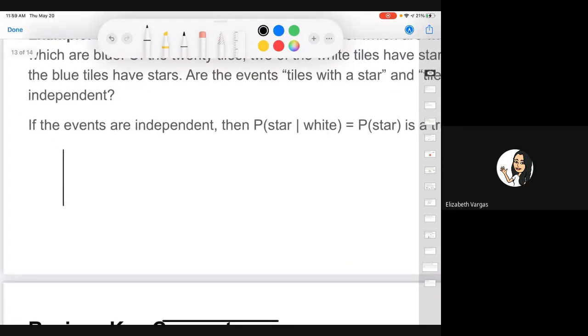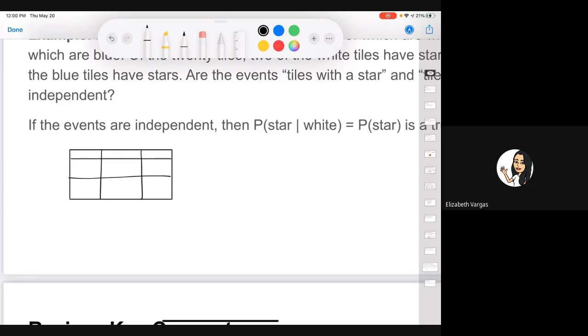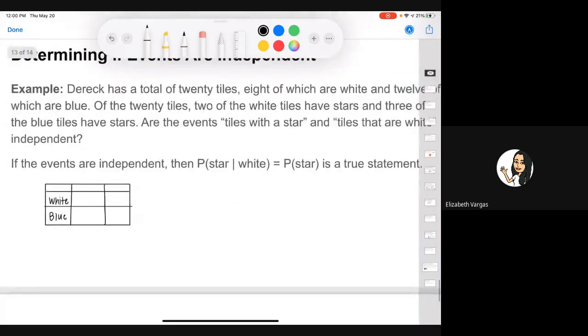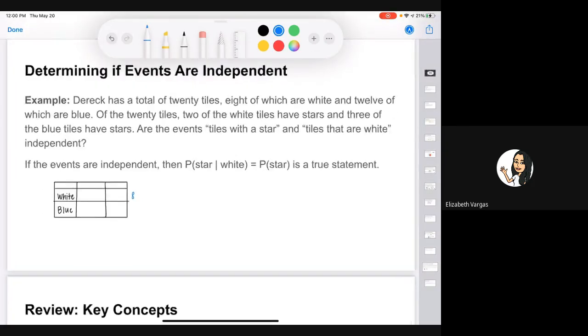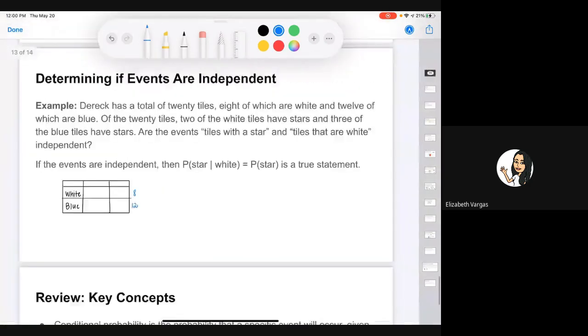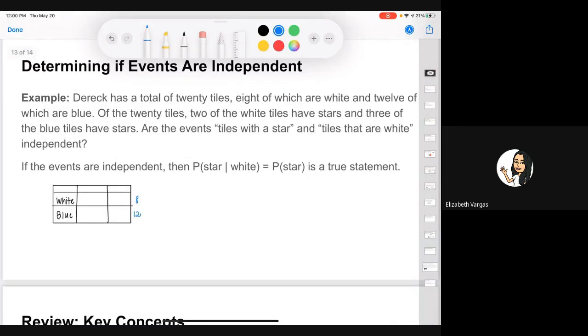I'm going to quickly map this out so you can see what they're saying. I have white tiles and I have blue tiles. I have 8 tiles which are white, a total of 8, and I have 12 tiles which are blue in total. Of the 20 tiles, 2 of the white tiles have stars.